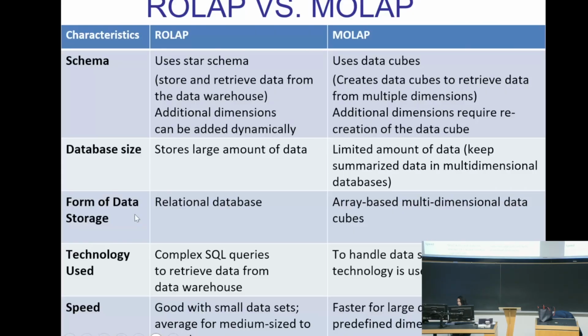In terms of data storage, ROLAP uses a relational database and MOLAP stores data in an array-based multidimensional data cube. And in terms of technology, ROLAP uses complex SQL queries to retrieve data versus MOLAP, which uses matrix technology. In terms of speed, in general, MOLAP is faster, right? Because it's pre-aggregated data.